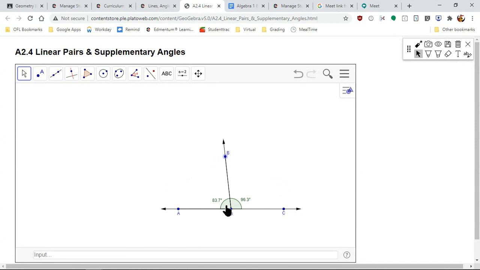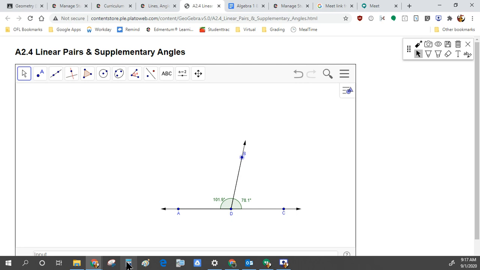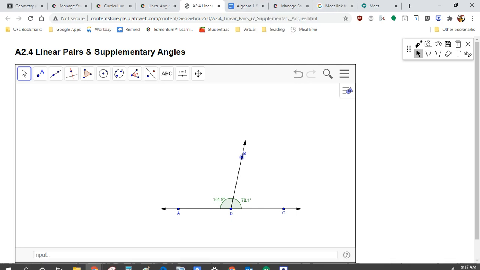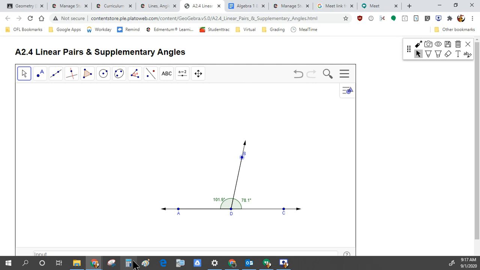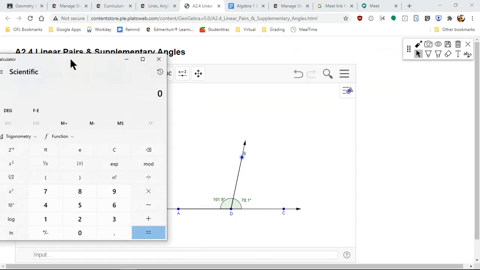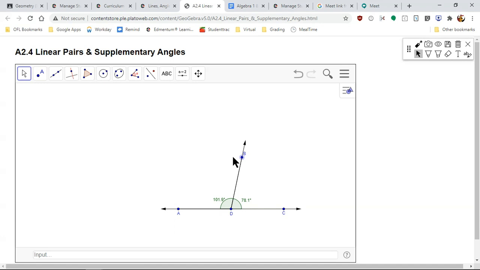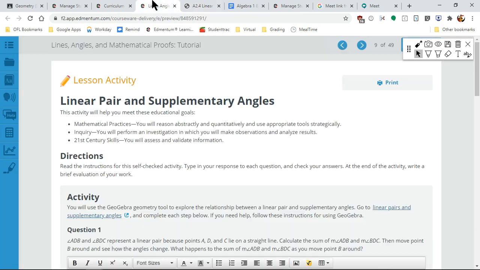The idea here is we're measuring these two angles. And if we were to add these up, let me pull out a calculator here. If we were to add these two up, 101.9 plus 78.1, we're getting 180. And this is just a demonstration that supplementary angles are always going to be equal to 180 no matter what. A line is also equal to 180. I believe we covered that earlier. A line has 180 degrees.